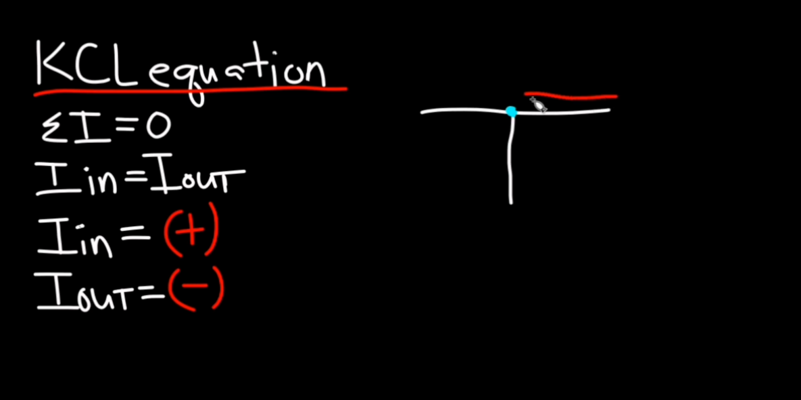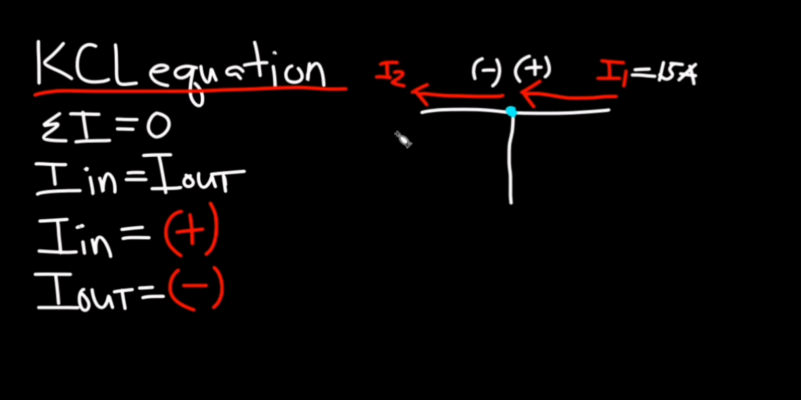Let's say this current enters the junction and we will call it I1 and the sign will be positive since it is entering the junction. The value is 15 amperes. And this current here leaving the junction is I2, and it will be negative. It is 7 amperes. What will be the value and direction of the current here designated as I3?